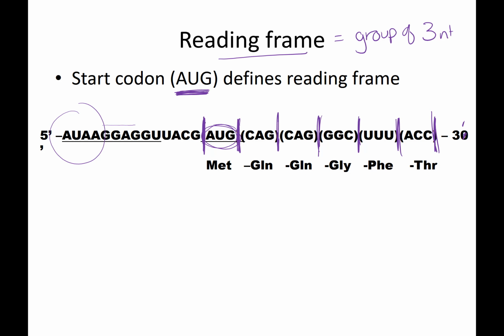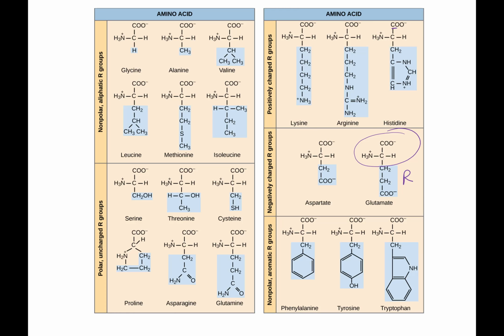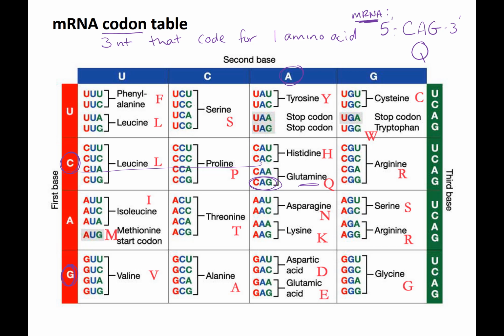If you look back at your codon table, you will see that AUG says methionine, start codon. So the AUG, in fact, codes for an amino acid called methionine, but it's also the common start codon for the ribosome to know, okay, here's where I start my group of threes.